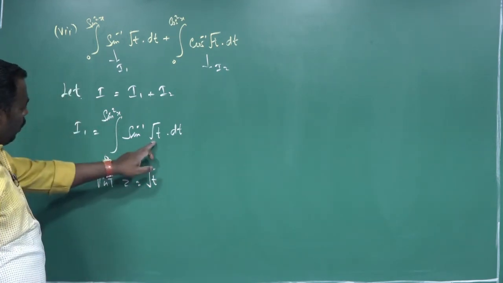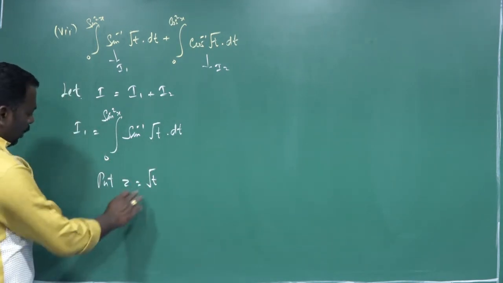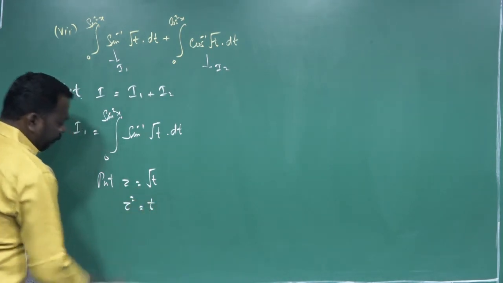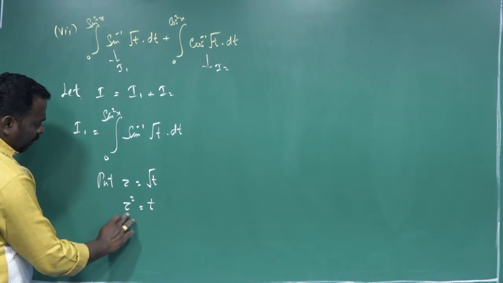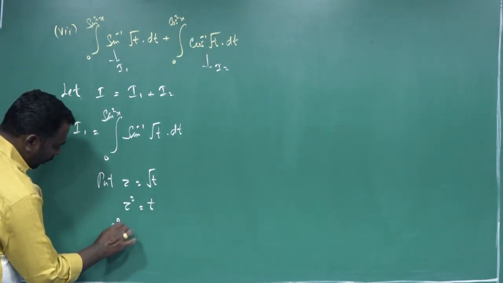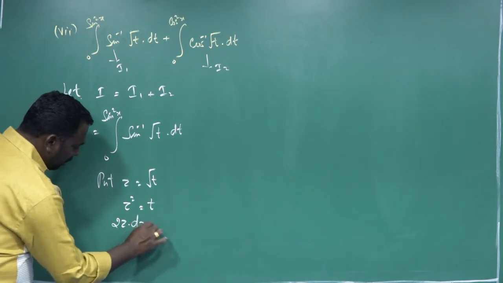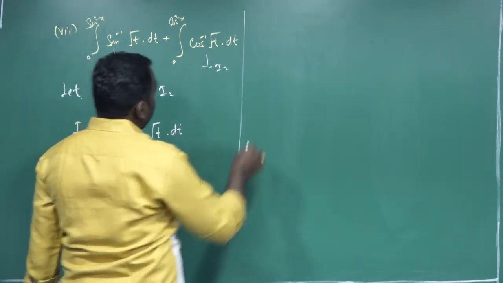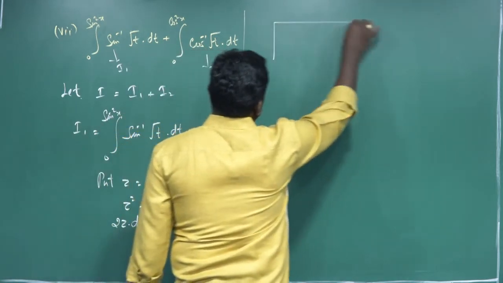Now put root t equal to z, and to remove that square root, take the square on both sides: z squared is equal to t. Now differentiate this equation with respect to t. The differentiation of z squared is 2z dz, which is equal to dt.